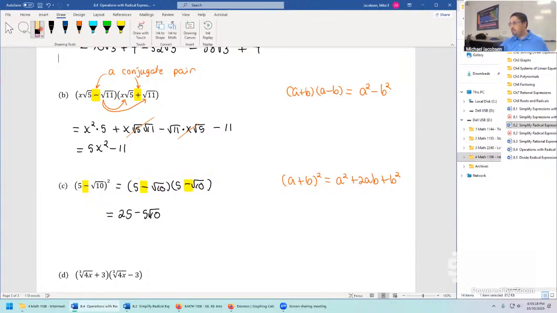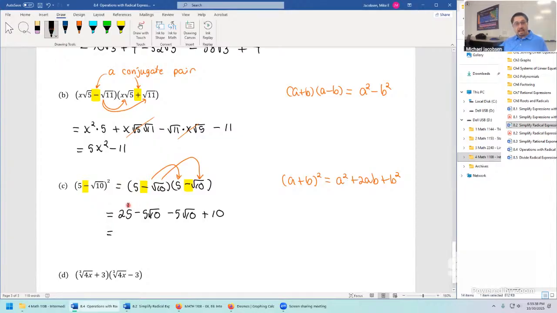Okay, then FOIL further, multiply here to here. That's going to be negative 5 root 10 again. And then the last multiplication, negative root 10 times negative root 10. Signs cancel to positive, and root 10 times root 10 just gives you 10 together.